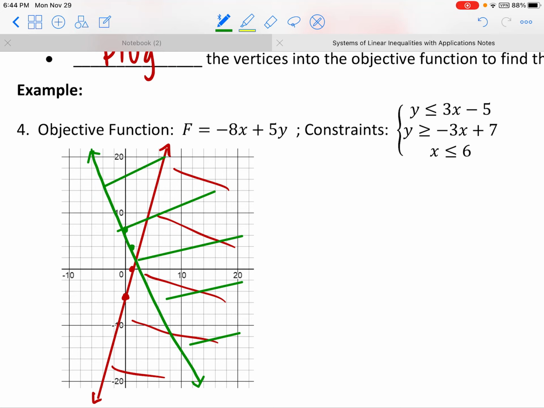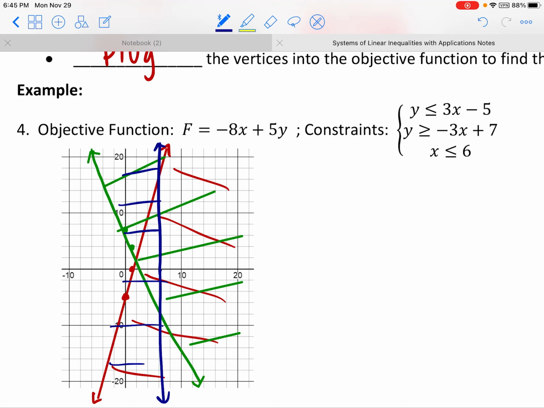And then the last one says the x values are less than or equal to 6. That's going to be a vertical line. So that's going to be a solid vertical line at 6. 2, 4, 6 is going to be here. And we can't go above or below that, but where the x values are less than 6 would be left of 6. Now I have this big mess in my picture.